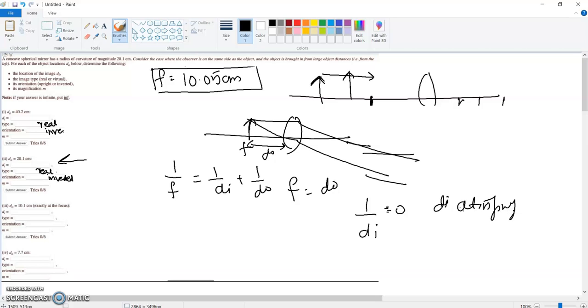So whenever the object is placed at the focal length, your image is going to be produced at infinity, right? I think there's no need for any calculation in this part of the question. So you can say the image distance is basically at infinity, right? So when you have an infinite image, your type is always going to be real, and it is also going to be inverted, right?